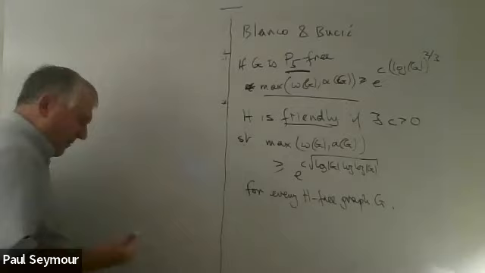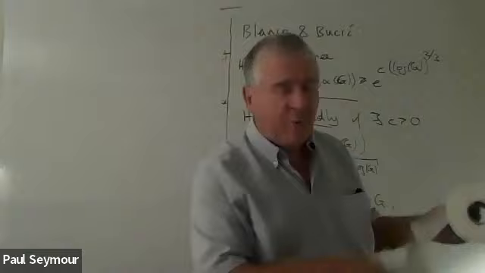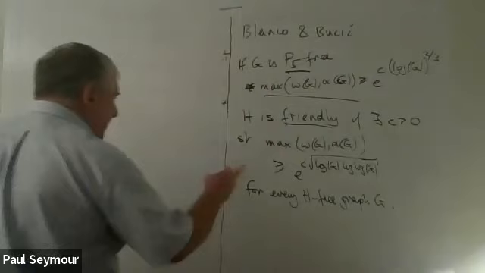So it wouldn't have been unreasonable if we were sort of disappointed that we couldn't actually prove that all graphs were friendly. I mean, it ought to be true that all graphs are friendly if you believe the Erdős-Hajnal conjecture.